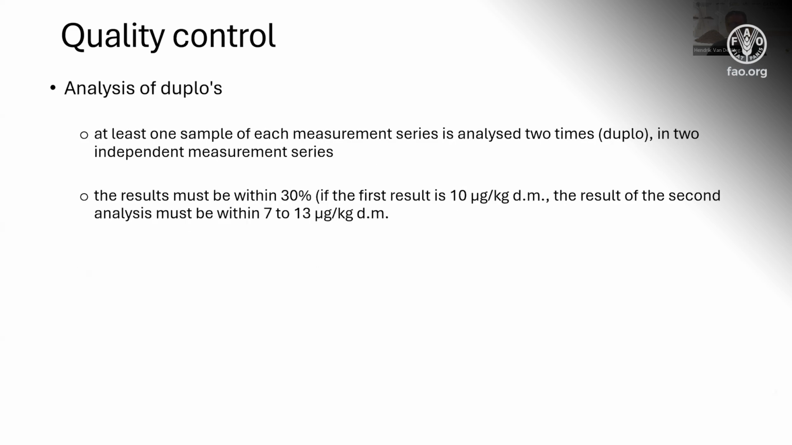You can also do analysis of duplos. Normally, when you have a control sample, you don't do duplos, so you do one or the other. At least one sample of each measurement series is analyzed 2 times, so in duplo, in independent measurement series. And the results must be within 30%. So if the first result is 10, then the result of the second analysis must be between 7 and 13.